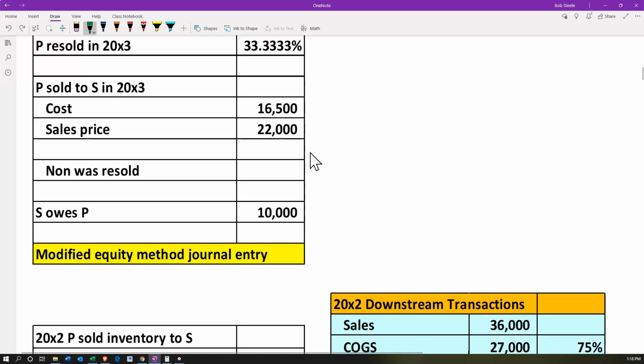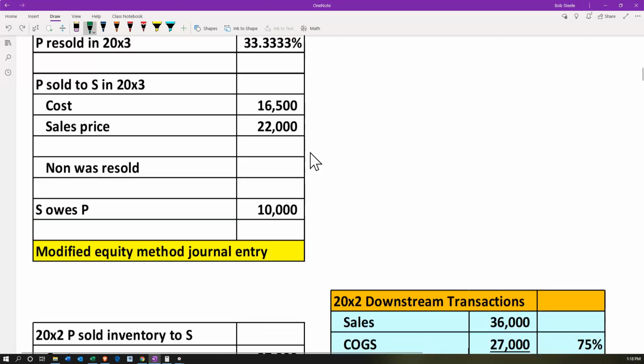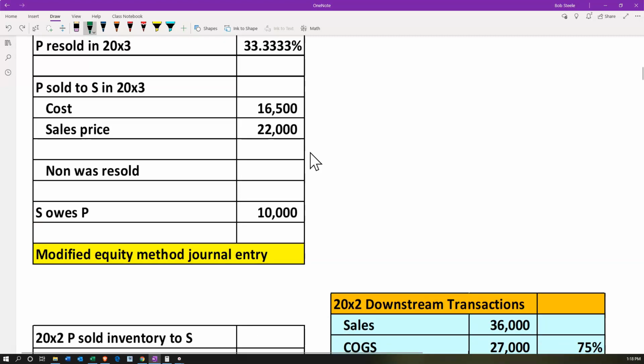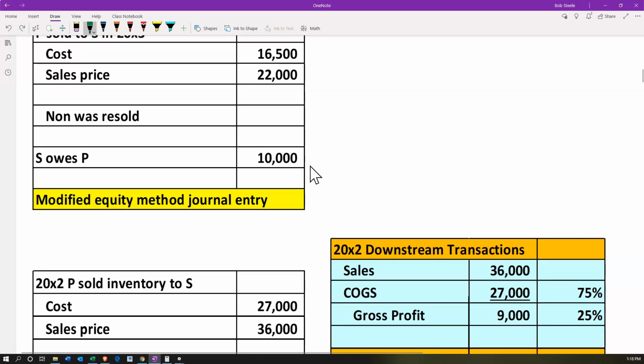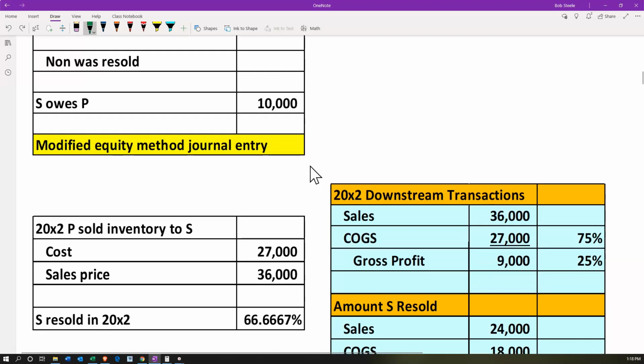Then in the current year, we have P sold to S, finally, the last component. The P to S downstream transaction in the current year, this amount, none was resold, so it's still on the books in ending inventory. Also, we have an intercompany transaction of accounts receivable and payable, meaning some of these transactions happened on account, meaning S owes P the 10,000. So we're going to have to reverse the payable and the receivable of that 10,000.